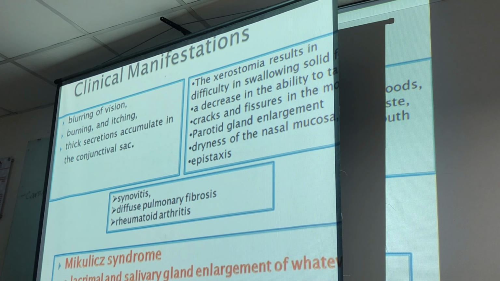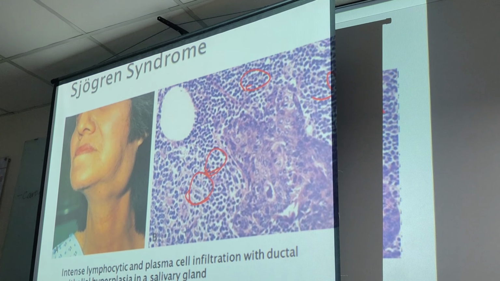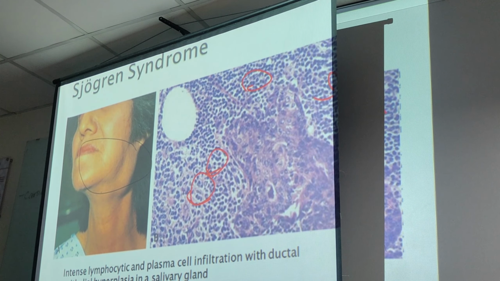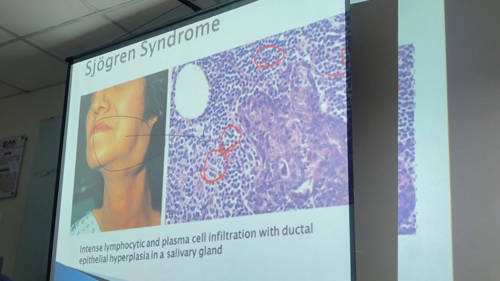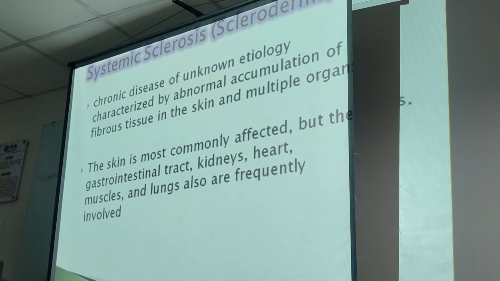These are the other clinical manifestations, and it can cause Mikulicz syndrome, lacrimal and salivary gland enlargement of whatever cause, in this case inflammation. This is taken from Robbins, if I'm not mistaken. You have an inflamed salivary gland with infiltration of plasma cells and lymphocytes.